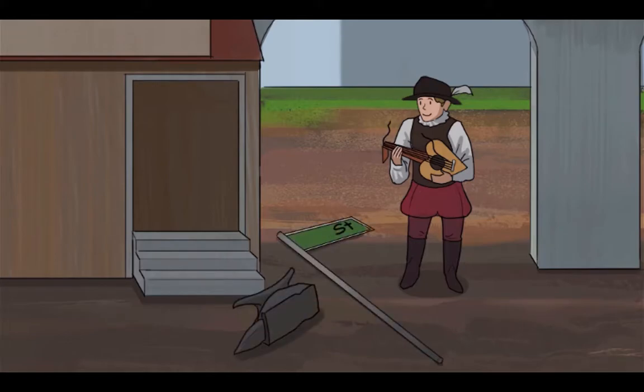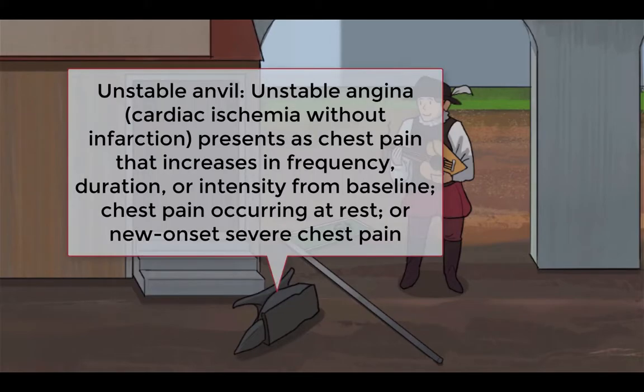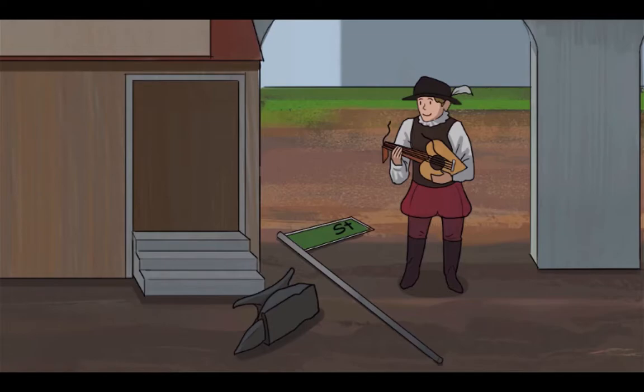At Sketchy, we represent the classic pain and pressure of angina with our recurring angina anvil. Unstable angina, therefore, is symbolized by an unstable anvil falling over. Unstable angina is caused by acute plaque rupture that results in cardiac ischemia without infarction. In patients with chronic stable angina, this can present as chest pain that increases in frequency, duration, or intensity from baseline, chest pain occurring at rest, or new onset severe chest pain.